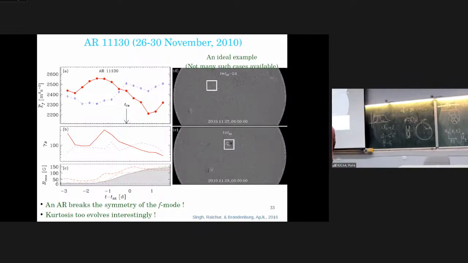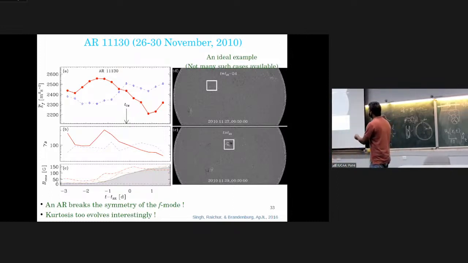Okay, so this is the controller patch. This is a patch where the active region is going to emerge. The zero is the time when it has emerged. About 2 days before, you see there is a peak in the F mode. How we were observing the simulations.